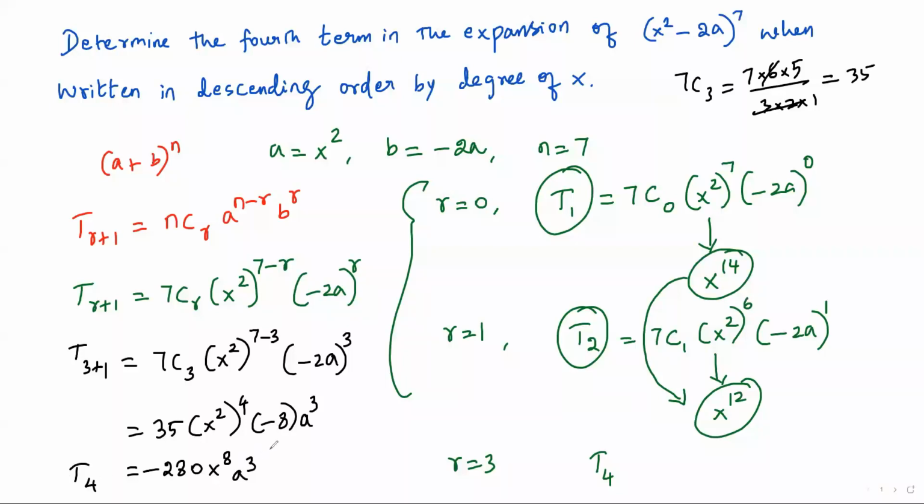So the fourth term, when I write the terms in the expansion by writing the degree of x in descending order, the fourth term is going to be −280x⁸a³.